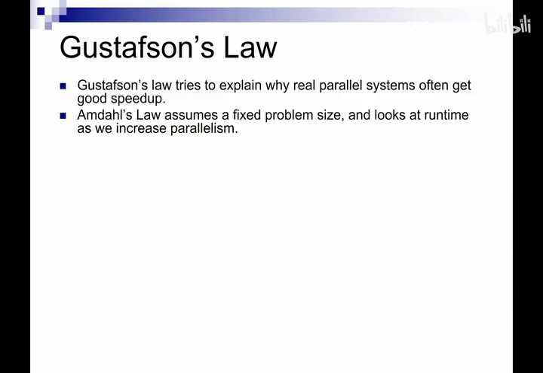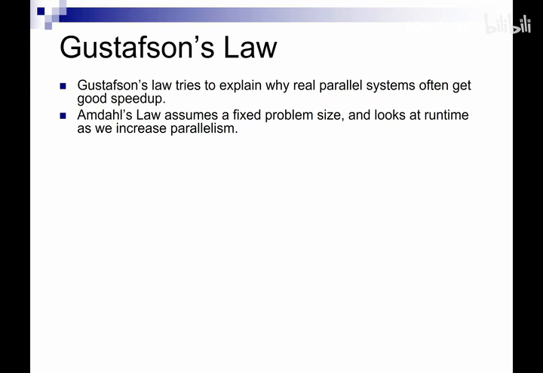So next we're going to look at another law. This is another way of looking at parallel performance, and this is probably closer to reality than Amdahl's law. This is called Gustafson's law. It basically tries to explain why real parallel systems usually get good speedups, so we can get 1,000x speedups, 10,000x speedups, unlike what Amdahl's law predicts.